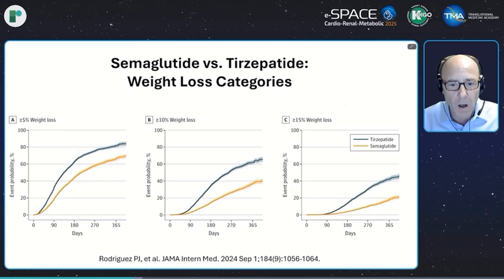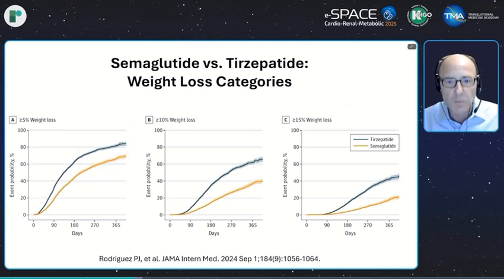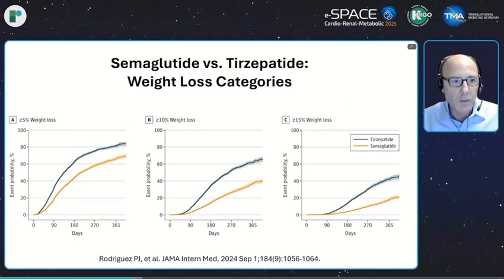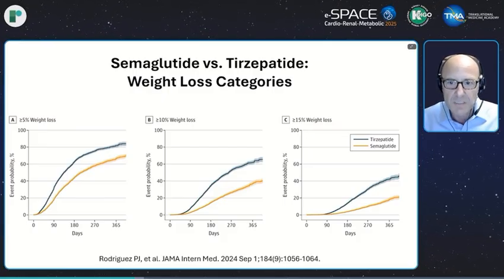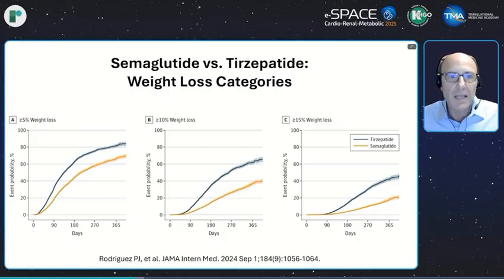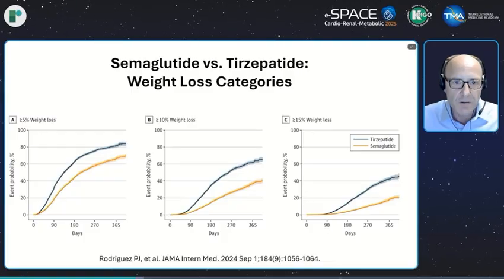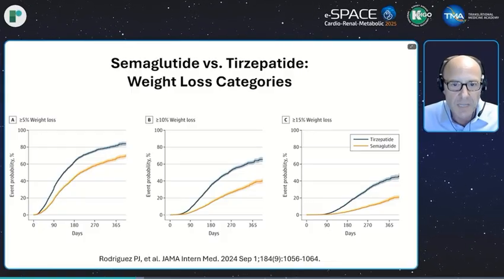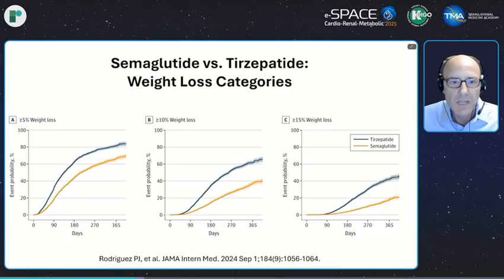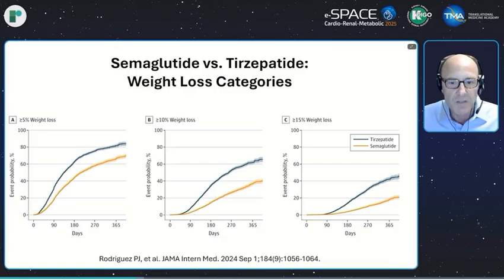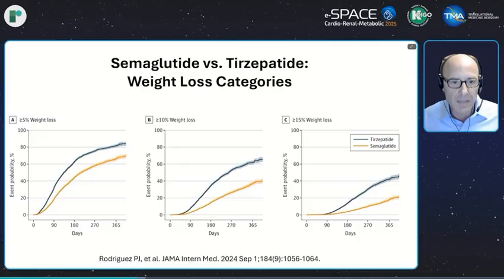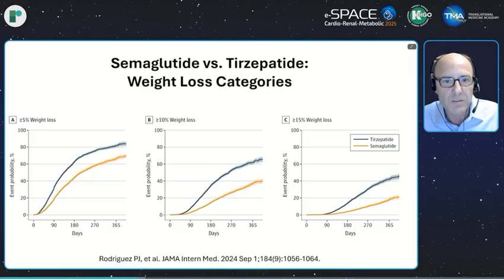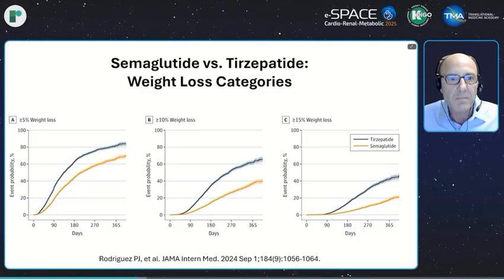And this is also from the Surmount 5 study, showing the categorical weight loss for tirzepatide versus semaglutide in the weight loss categories of greater than 5% weight loss, 10%, and 15% weight loss. And you can see that in each of these categorical weight loss categories, tirzepatide had greater weight loss compared to semaglutide.